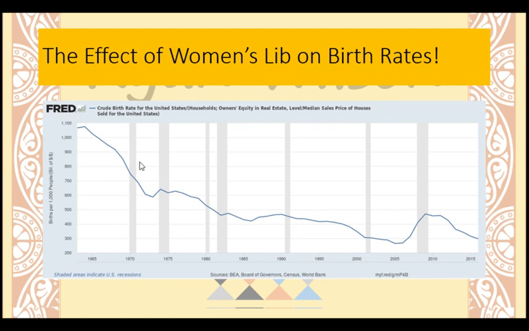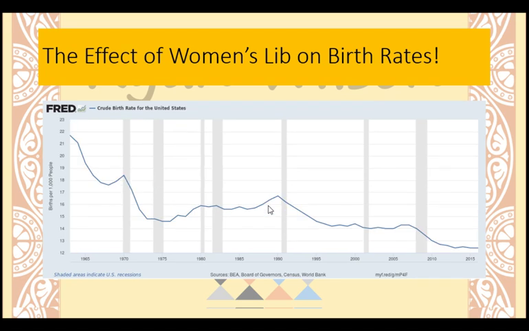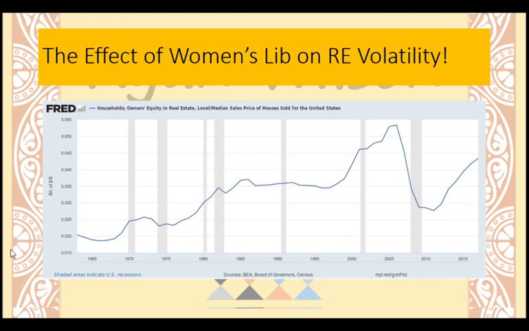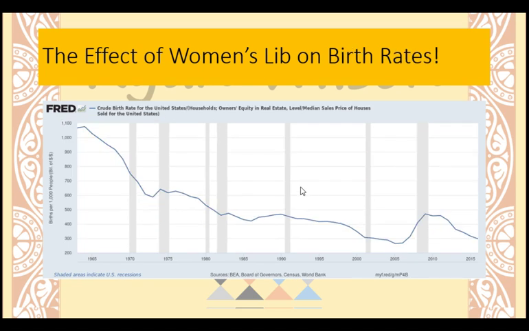Okay, the crude birth rate goes down as a percentage of the owner's equity in our real estate. Isn't that interesting? Even though we're getting richer here, I'll go back. Previous slide. Even though we're getting richer with that statistic, homeowners are getting richer from investing in real estate as a percentage of the house price because they're getting more owner's equity. But the birth rate's actually going down as people are getting richer from their real estate.